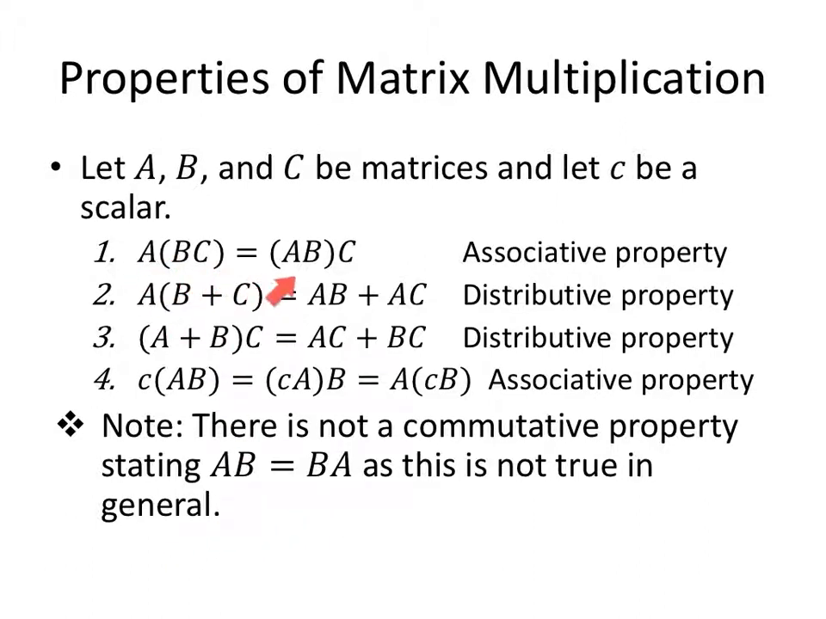The associative property holds for A times B times C. The distributive property holds, as long as I keep A times B, A times C, the order correct. If I multiply by C on the right, I have to make sure I multiply it on the right. Scalar multiplication is all good, associative property of scalars, but there's no commutative property. Make sure you pay attention to the order when you're asked to multiply.